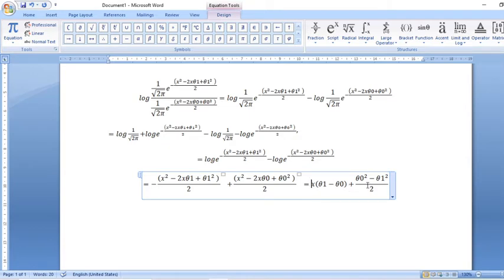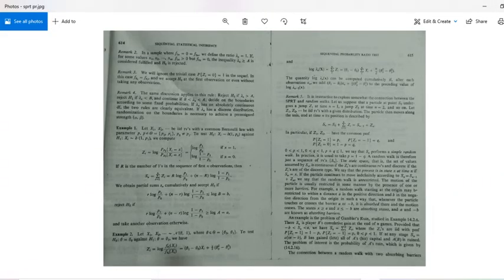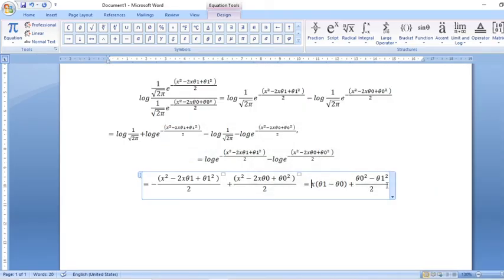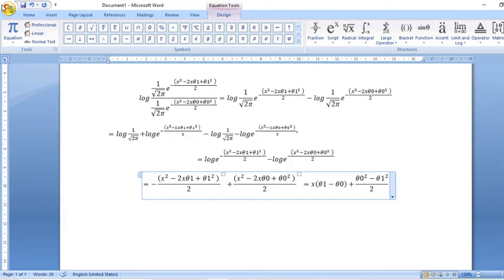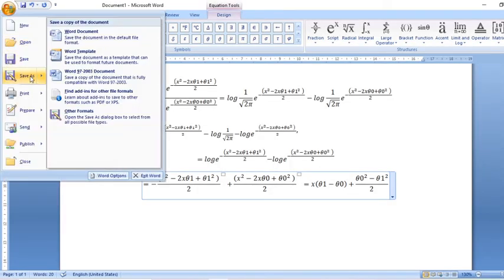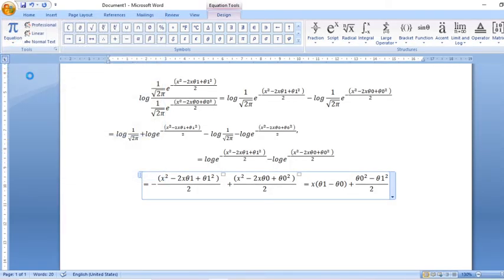Theta naught, yes, theta naught is positive. Theta naught square minus theta naught square by 2. Okay, so you obtain this. This is the step I will share with you. I will give it to you, let's put it in our WhatsApp group.